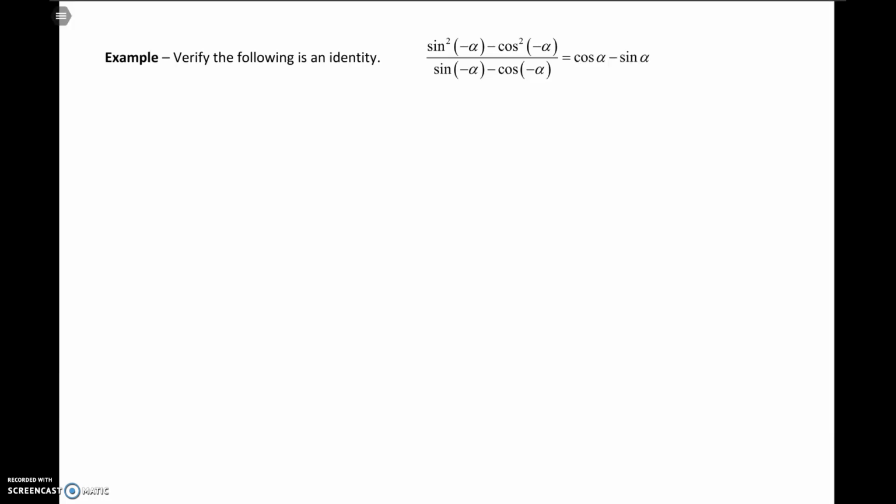All right, so here's the last example from the notes. I'm sorry for not getting to it. Obviously, the left side is more complex than the right side, so we should start with the left side.